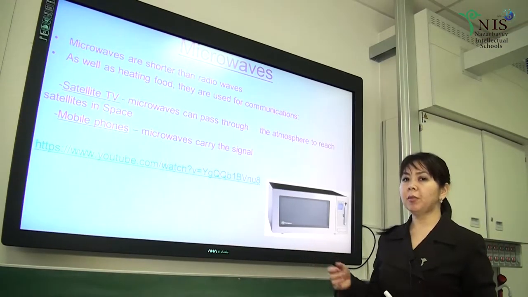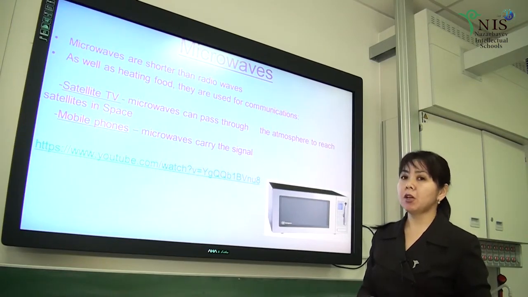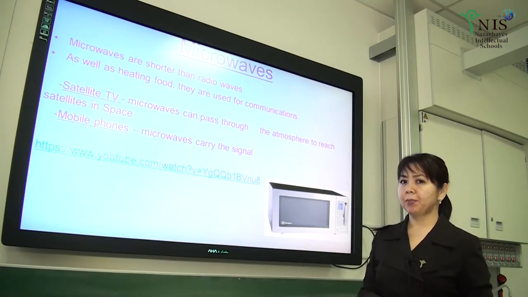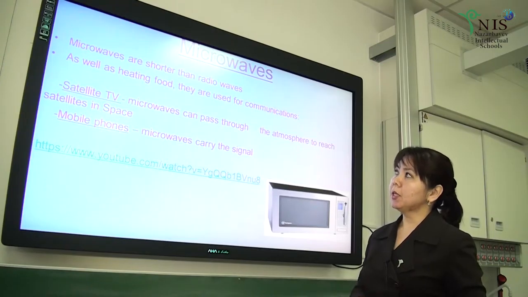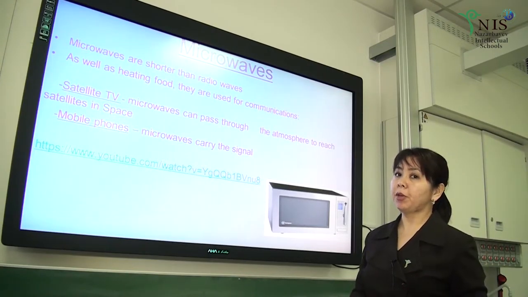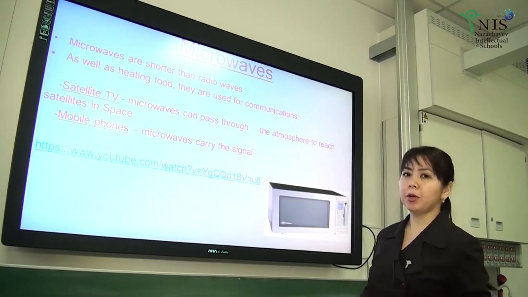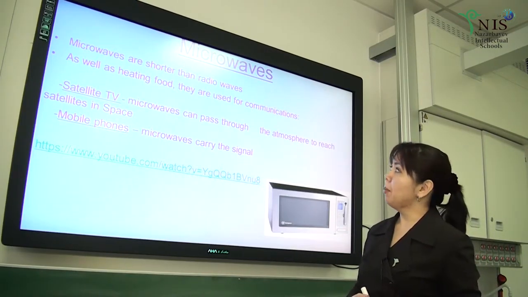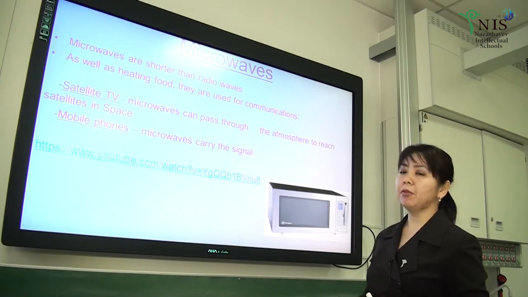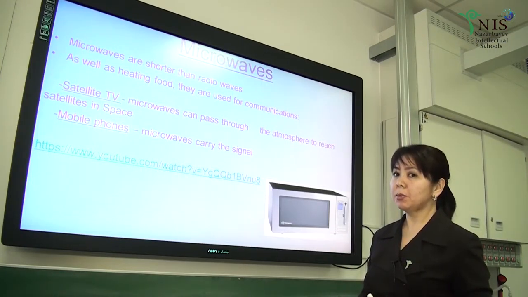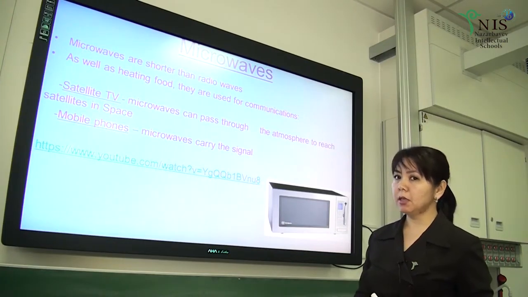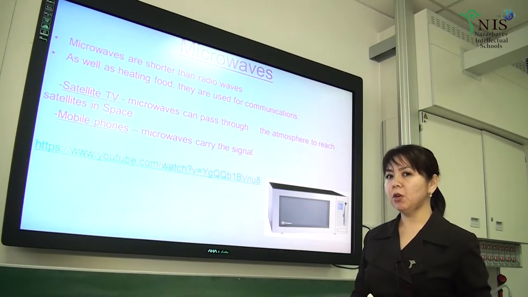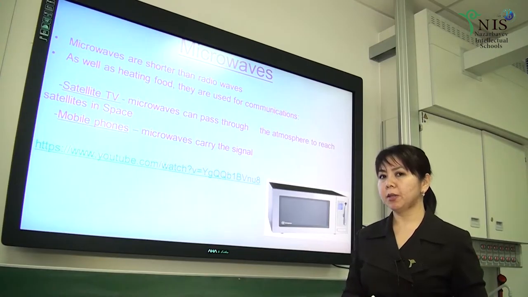This is information for microwave. Microwaves are shorter than radio waves. Microwaves as well used for heating food and for communication. For example, satellite TV. Microwaves can pass through atmosphere and reach the space. In mobile phones, microwaves carry the signal. Let's see a short video about use of microwaves.